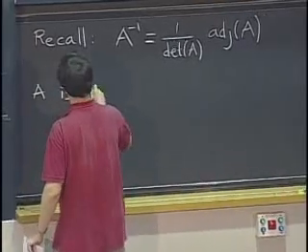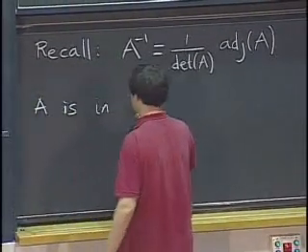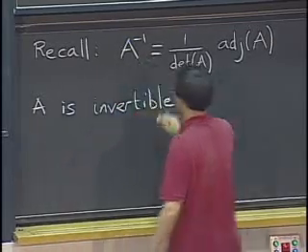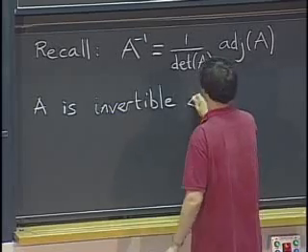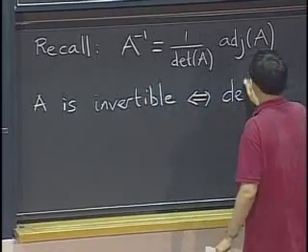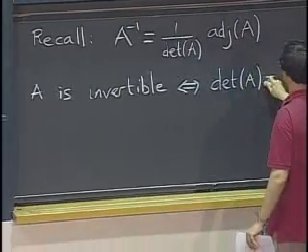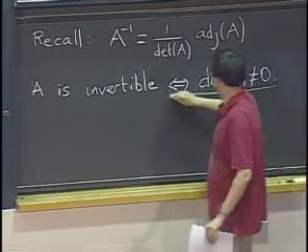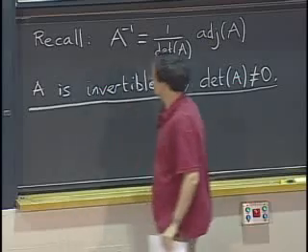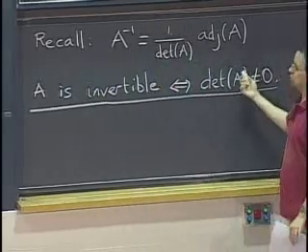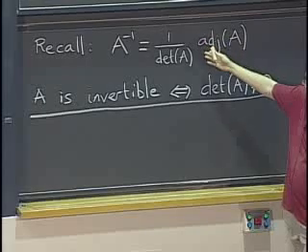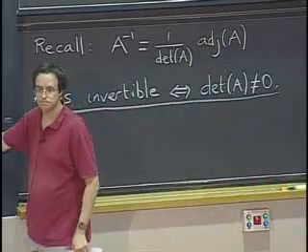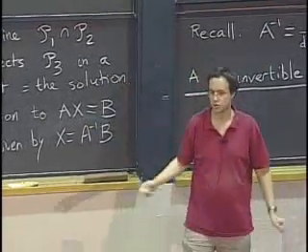So in fact, what I didn't mention last time is that the matrix is invertible, that means it has an inverse, exactly when its determinant is not 0. Okay, so that's something we should remember. So if the determinant is not 0, then we can use our method to find the inverse, and then we can solve using this method. If not, then not. Yes?